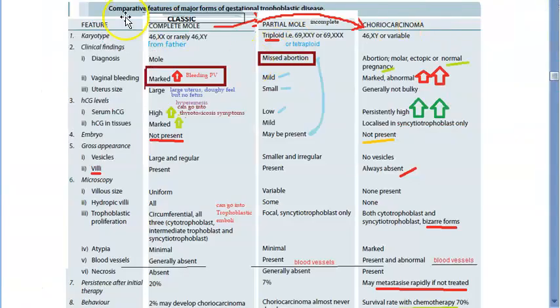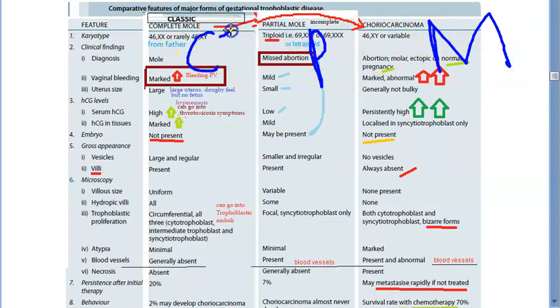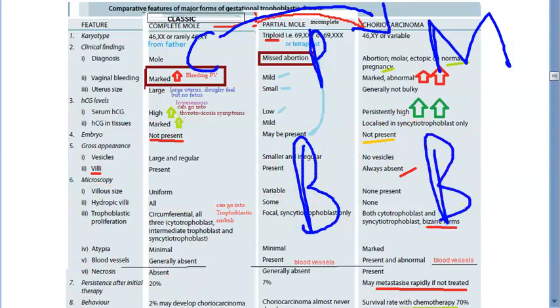See here, one more thing you have to see. This is complete and this is partial, and this is the malignant one, choriocarcinoma. The complete one has more chances of becoming malignant. If it is a complete vesicular mole, hydatidiform mole, or molar pregnancy, then there is more chance of becoming a malignancy. Where are blood vessels, guys? Blood vessels are present in the partial one and also in the malignant one. Complete does not have blood vessels.